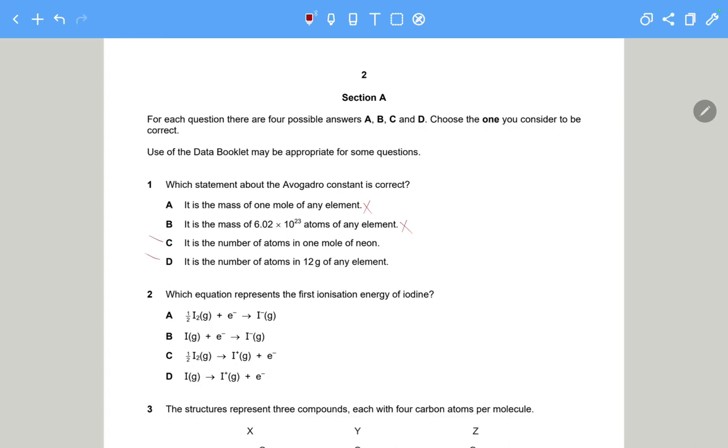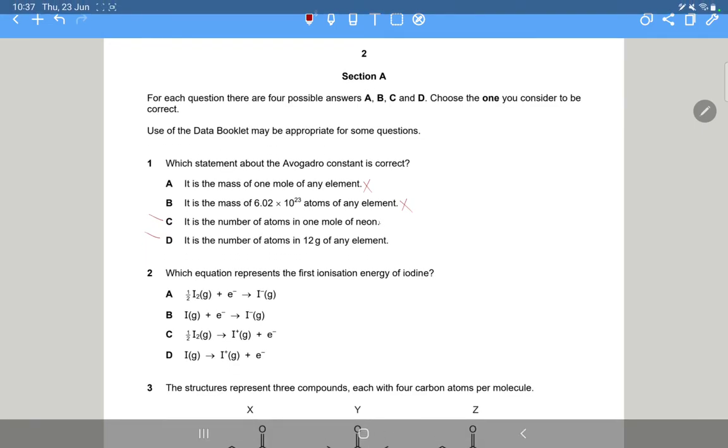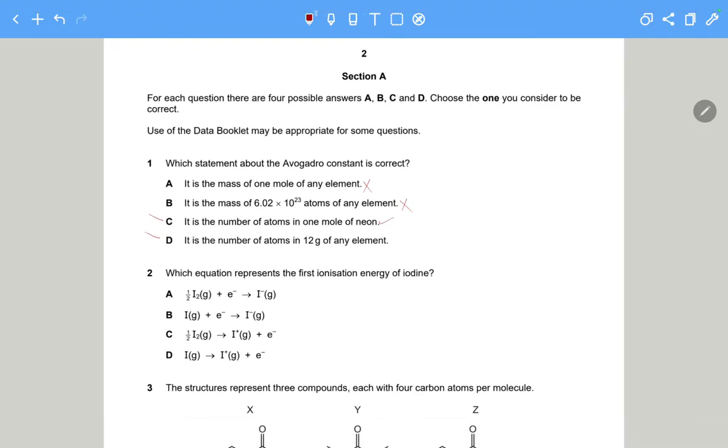It is the number of atoms in one mole of neon. This seems to be right for the time being, because neon is a monoatomic gas. Avogadro constant is the number of particles in one mole. So for neon, it has to be the number of atoms in one mole. So this option seems to be right. But let's go through option D as well.